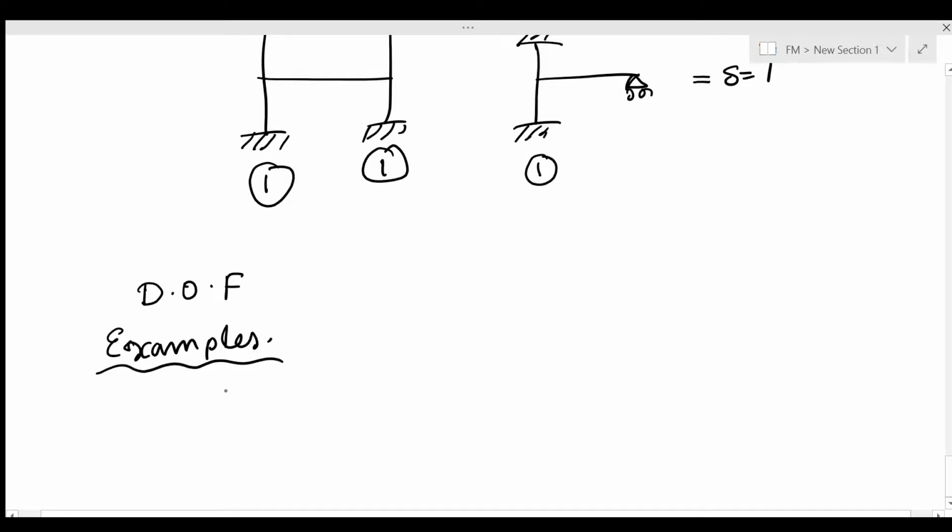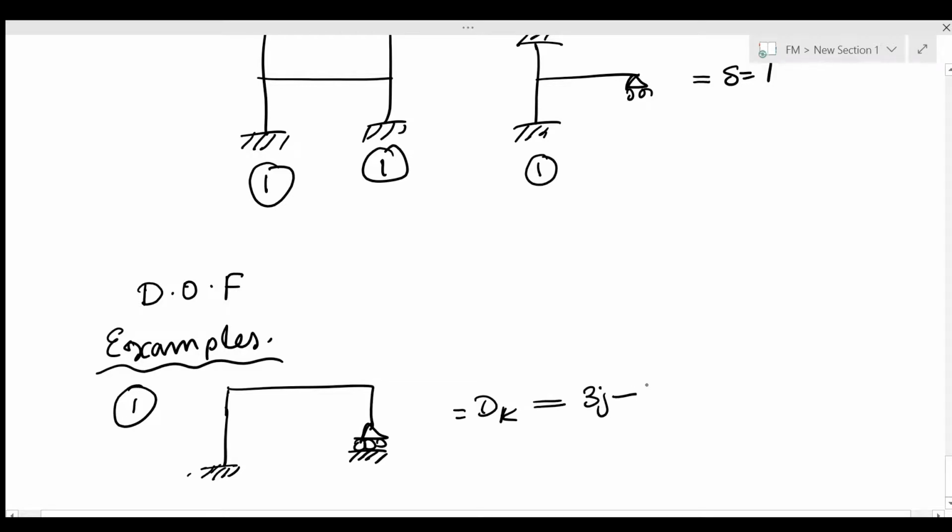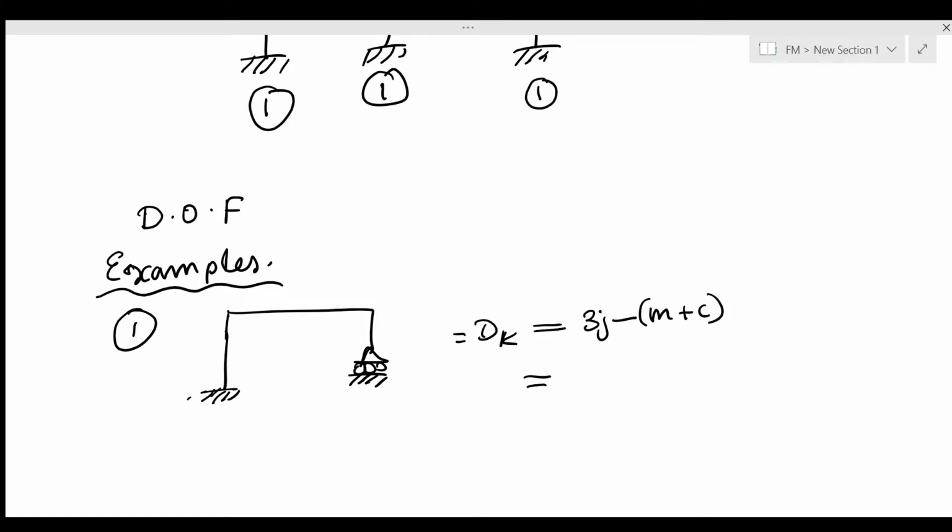Okay. So for the first example, we have a roller end and a fixed end for the portal frame. So we are going to calculate the degree of freedom. Since this is a free frame, the equation for degree of freedom is dk is equal to 3j minus m plus c. So j is the number of joints. So let us see how to calculate joints. We have 1, 2, 3 and 4. 4 joints are there. So j is equal to 4.